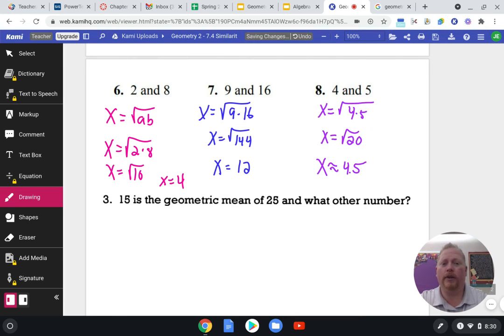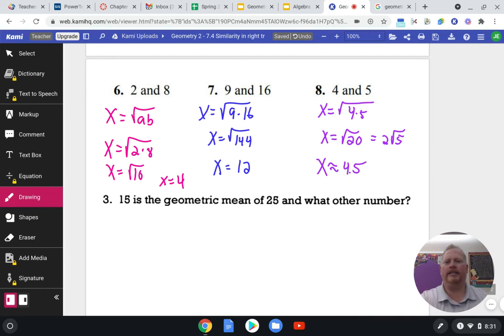Okay, in the future, I'm going to look for something like this. And I don't expect you to know how to do this now, but we'll get there. Okay? Let's take a look at this last problem. It says 15 is the geometric mean of 25 and what other number? So instead of giving you the two numbers and expecting you to find the geometric mean, it's saying here's one of the numbers, here's the geometric mean, what's the other number?